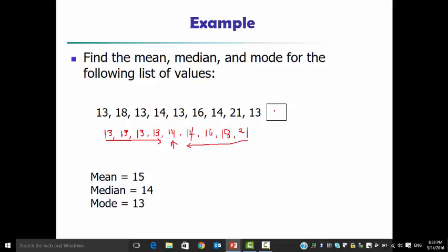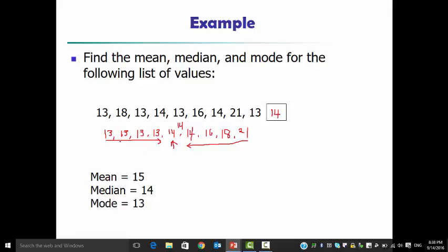What if I have one more, for example, 14. Then I have 14 here, right? We add the two 14s together and divide by. So mean value, okay, you can add them all and then divide by 10, so you can find out.